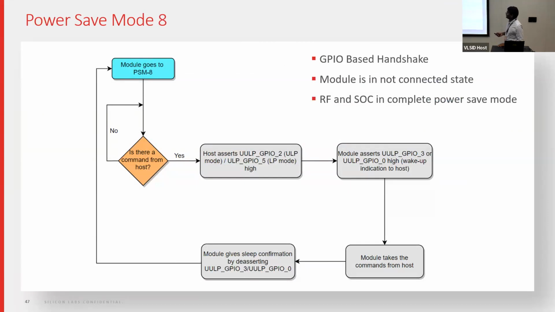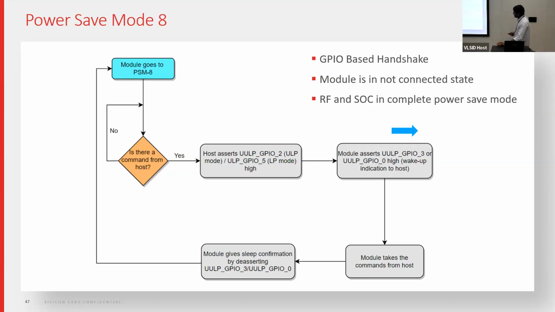The module will check if there is any command from the host. If there are no commands from the host, it will continue to be in sleep after the power save command is given. If there is any command from the host, then the host will assert a particular GPIO to indicate to the module that there are some commands, and the module will also assert one GPIO, that is the wake up indication to the host. This is the wake up request, and this is the wake up indication to the host.